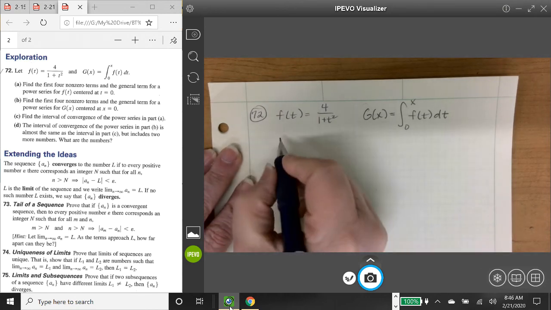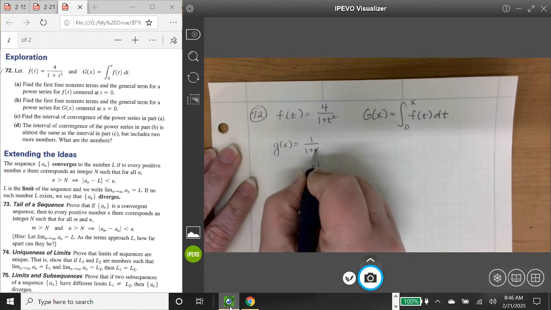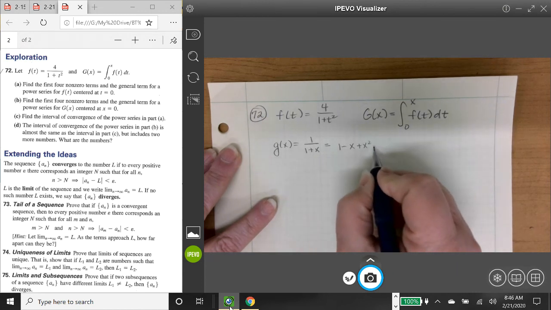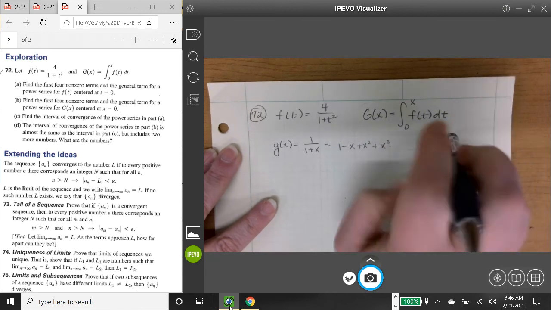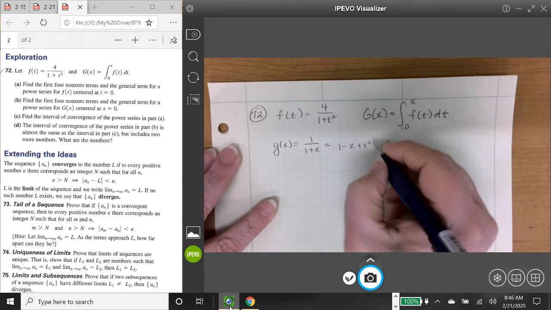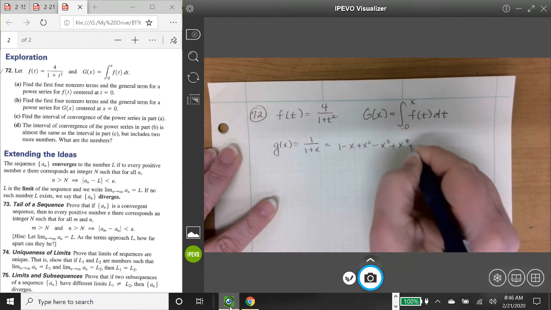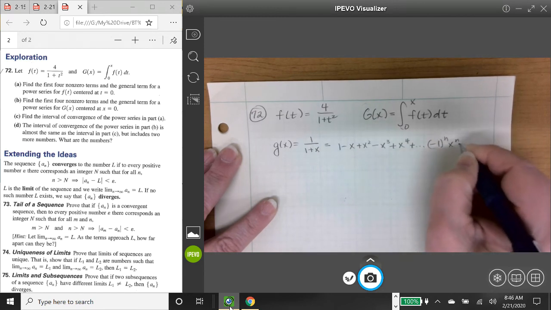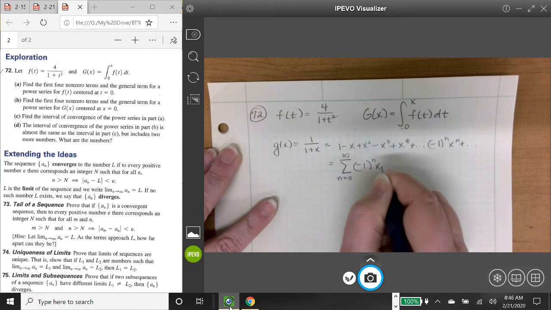Well, we know this power series, I'm going to call this g of x. We know this is 1 over 1 plus x, which is the alternating series, which is 1 minus x plus x squared minus x cubed plus x to the fourth plus dot, dot, dot. And we're going to go negative 1 to the n, x to the n plus dot, dot, dot, right? That's the summation notation here, 0 to infinity of negative 1 to the n, x to the n.